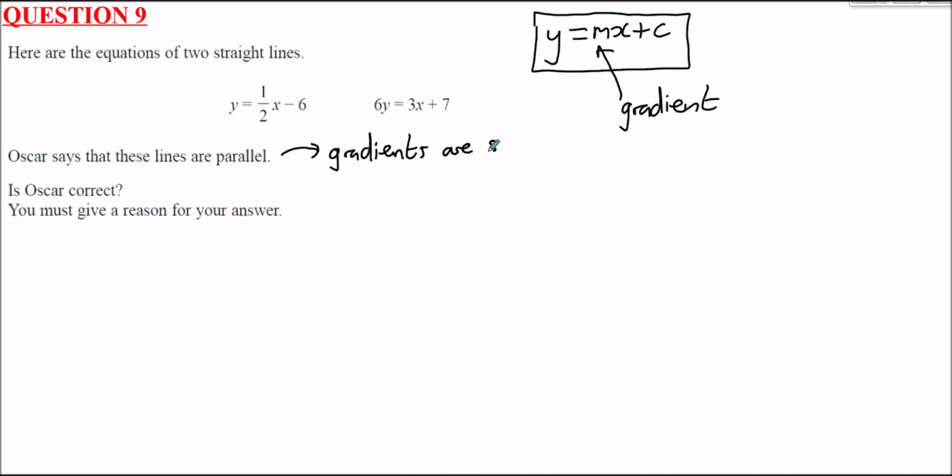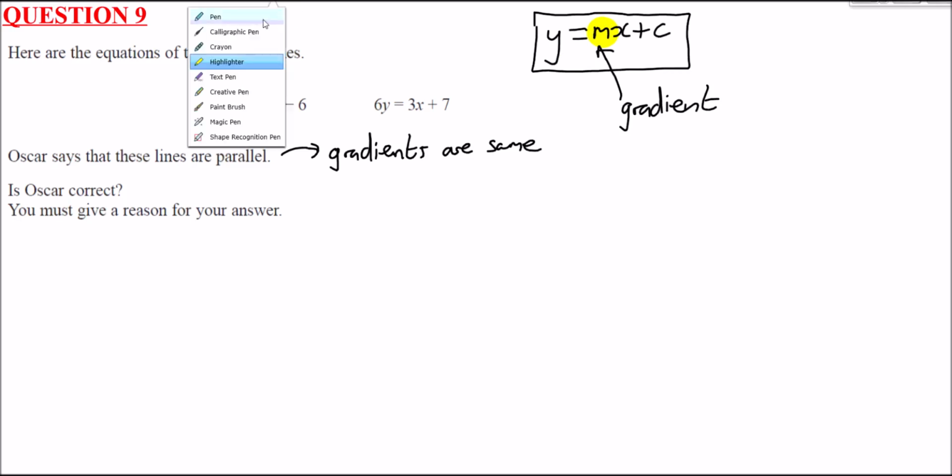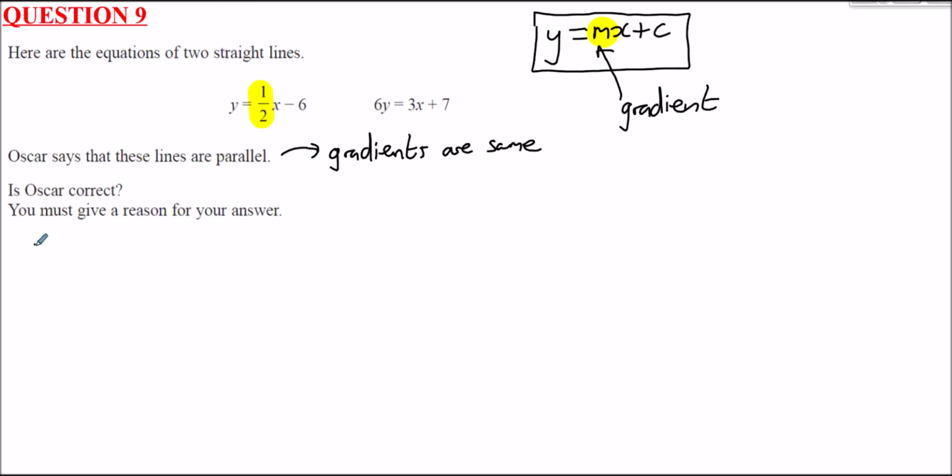So for the first one, we can see the gradient quite clearly. The gradient is just the number in front of the x when we have it in the form y equals. The number in front of the x here is 1/2. So therefore, the gradient for this one is a half. So for line 1, gradient equals a half. If I call that 1, I'll call this one 2.